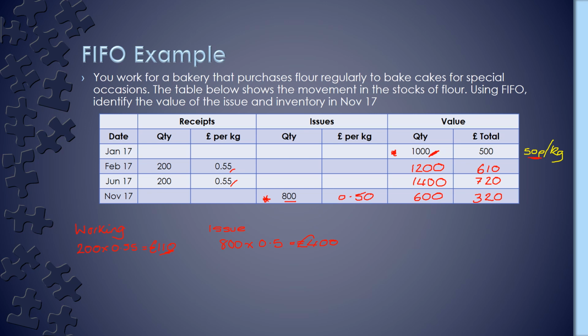We've done our receipts, we've added it in so we know how many kilos we've got, we know what our value is. So when we calculate that our issue is worth 400 pounds, we're left with our 600 kilograms of flour and a new total of 320. So for the purposes of our cost of sales comparison later, our cost of sales using FIFO is £400. So that's how you use your FIFO, and on the next slide we will do the same example but using LIFO.